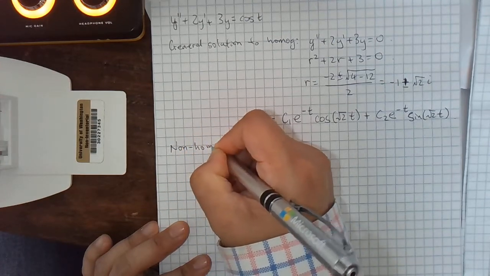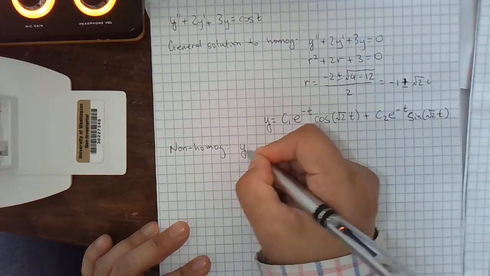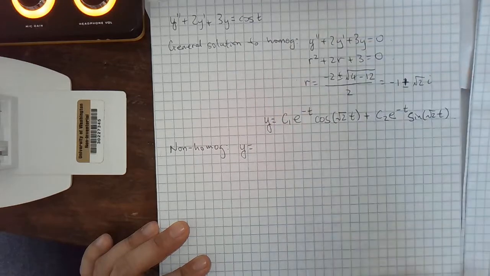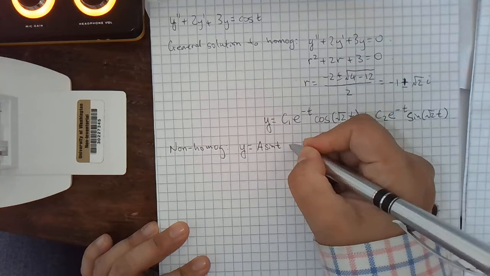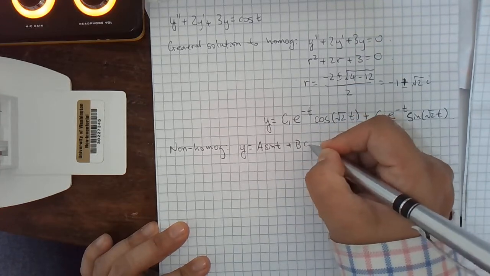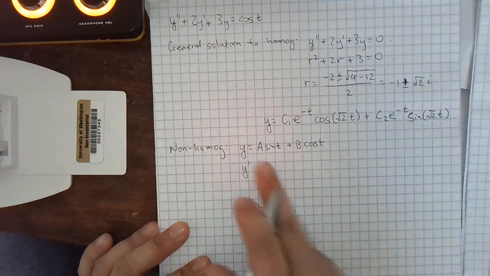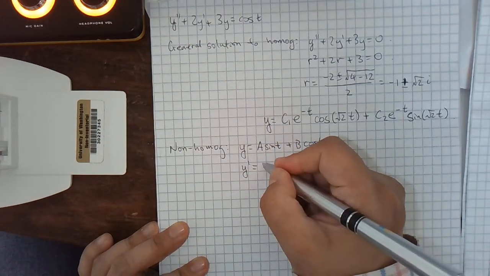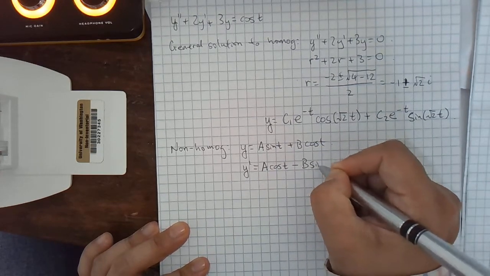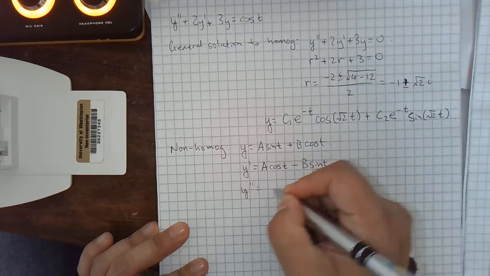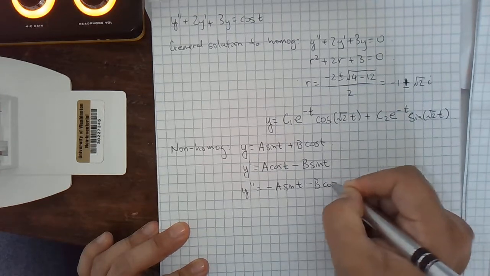Okay, now we want to find a particular solution to the non-homogeneous part. So we make a guess. We have a cosine over here, so when we take derivatives of that, we're going to be getting cosines and sines. So our guess is going to be a times sine t plus b times cosine t. Now we've got to take a couple derivatives, plug it in, and figure out what a and b are. So the derivative of that is a cosine t minus b sine t. And then the second derivative is minus a sine t minus b cosine t.